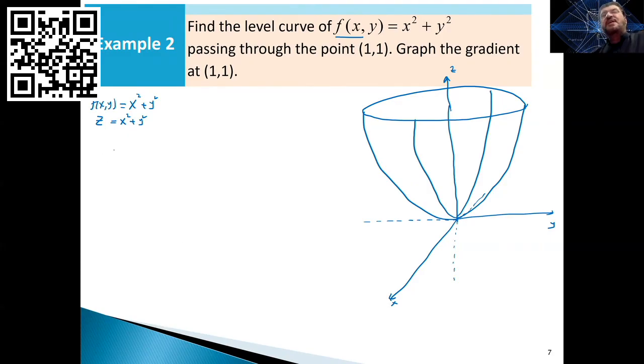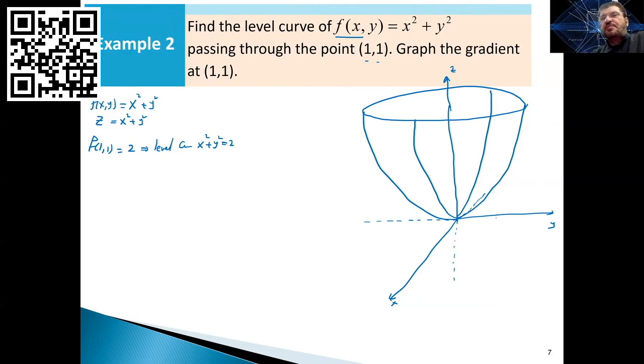Now, let's find the level curve, guys. At the point 1, 1, I'm going to take f of 1, 1. What's f of 1, 1? We know it's 2. So what do we have here? So the level curve is x squared plus y squared, which is f of x, y, equal to c. What's c here? It's 2.